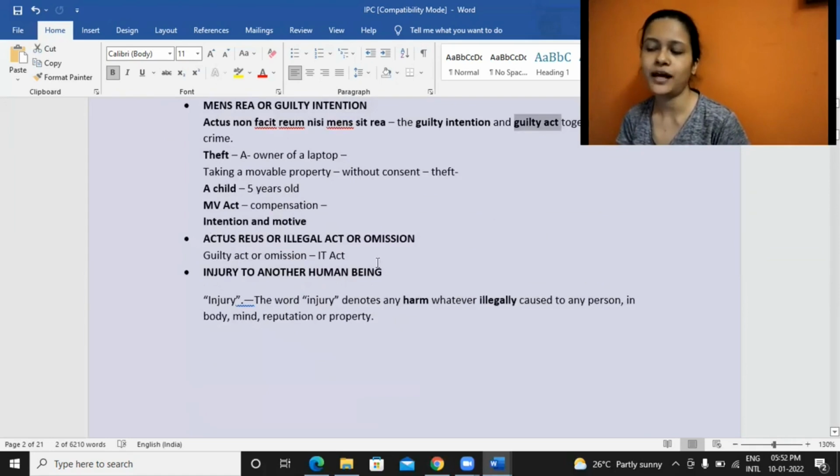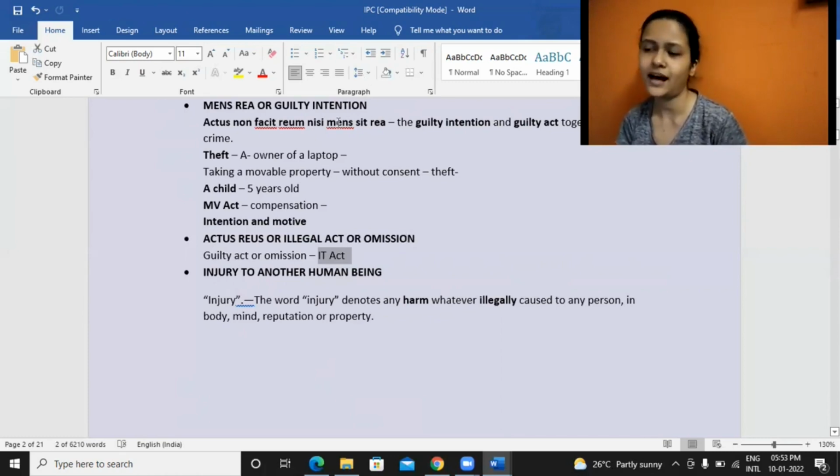Okay, that's why we have the third element being actus reus or illegal act or omission. I have this bad intention that I should somehow try to escape this liability of paying income tax. And why am I doing it? Because I want to maybe gain some profit over there. I don't want to pay tax to the government. In that case, only when I willfully omit it, it would become a crime, right? So this is nothing but actus reus or illegal act or omission.